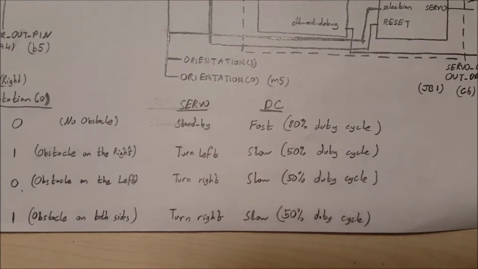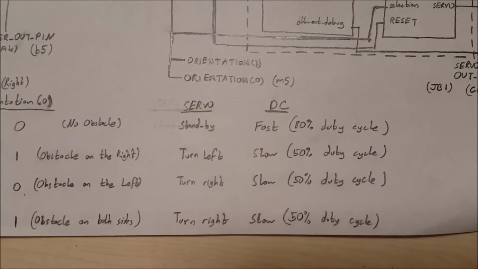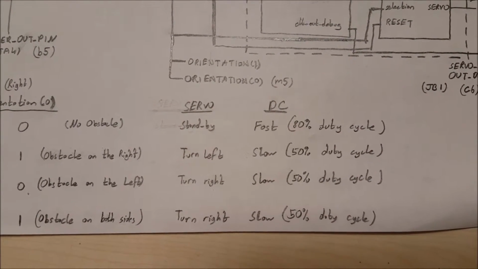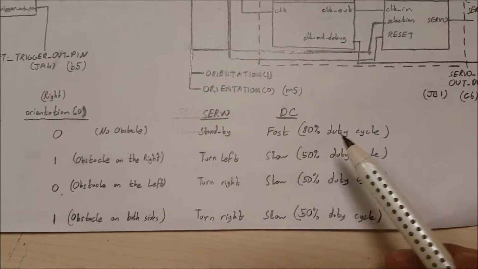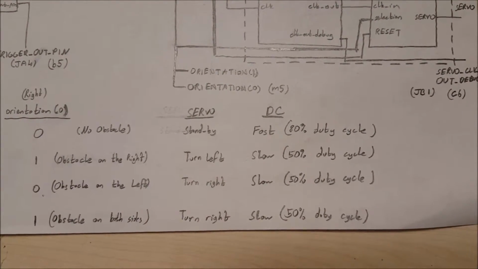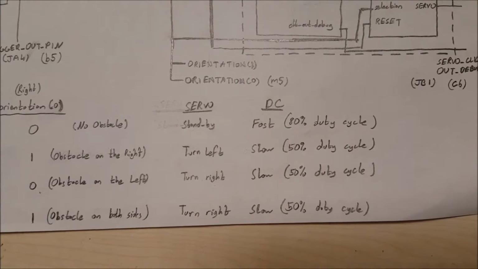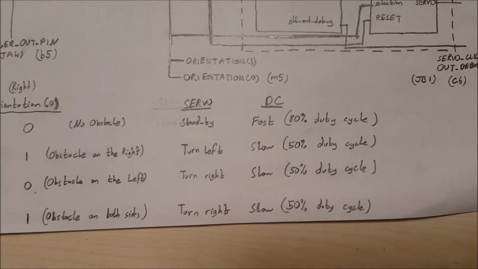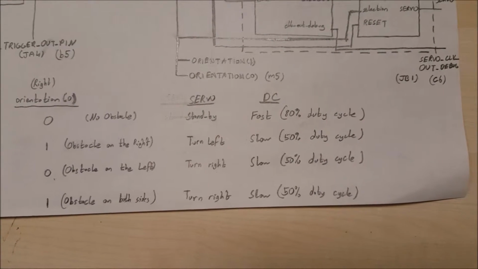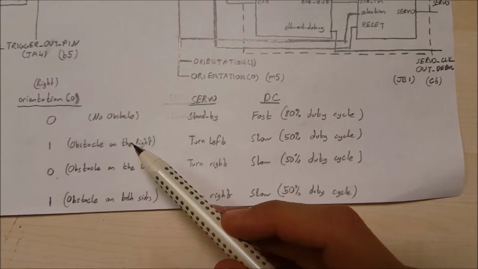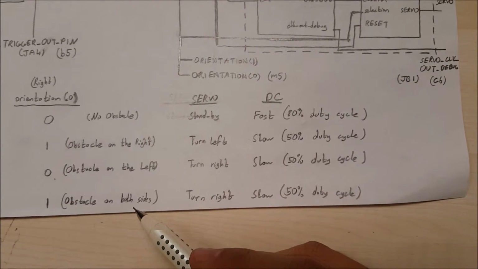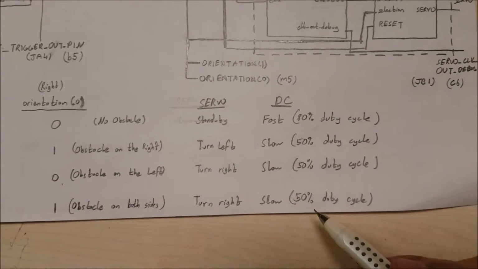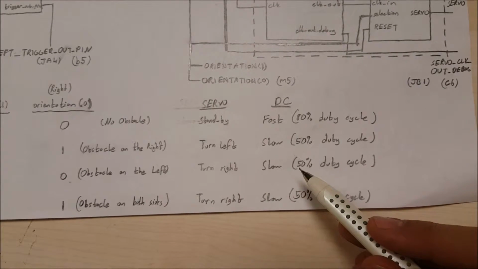In addition to this servo motor, there is also a DC motor for turning the wheels. If there are no obstacles, the DC motor will turn at 80% duty cycle. And you can see that if there is an obstacle on the right or the left, or even obstacles on both sides, it is going to turn slowly.